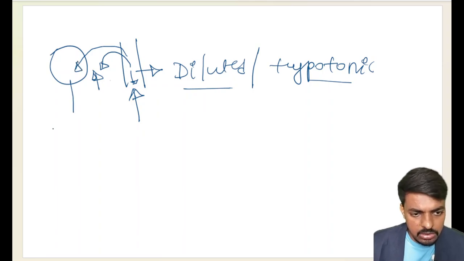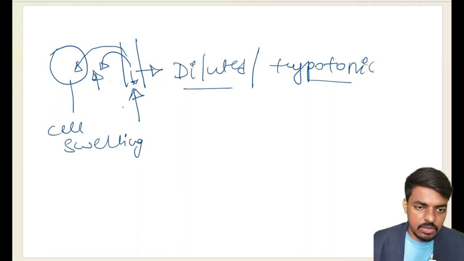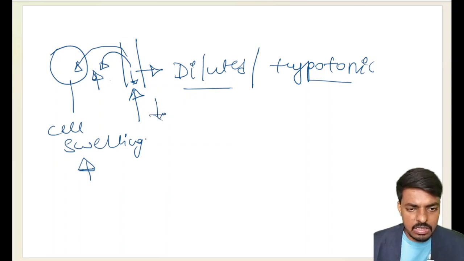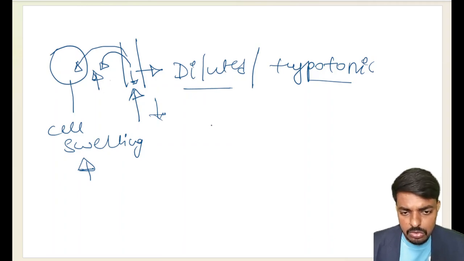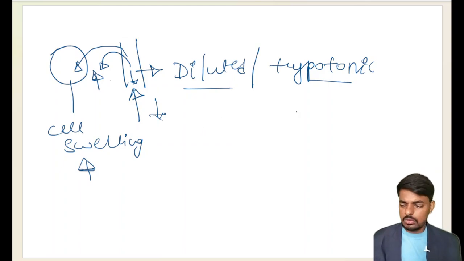So what happens here? Cell swelling occurs here. So the hypotonic solution increases the intracellular fluid and decreases the intravascular fluid. So if we give this, whatever fluid we give will continuously keep shifting. So it will not treat the hypovolemia. That's why we will not give the hypotonic fluid.